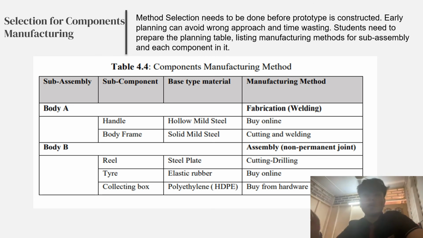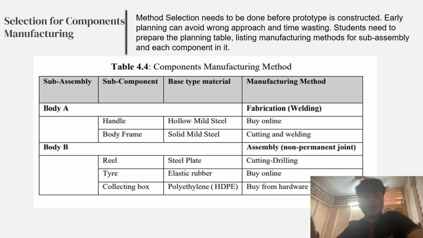For body A, we will use fabrication with welding, which is the handle. We will use hollow mild steel, which we can buy online. And for the body frame, we will use solid mild steel. We just need to do the cutting and the welding process.